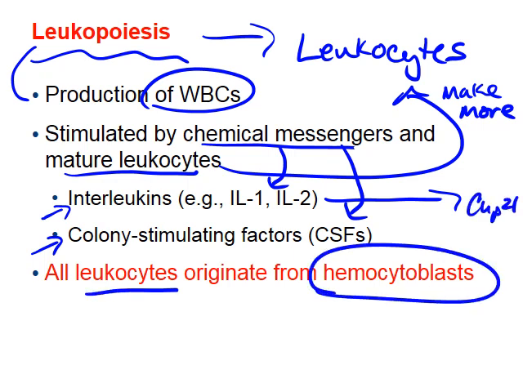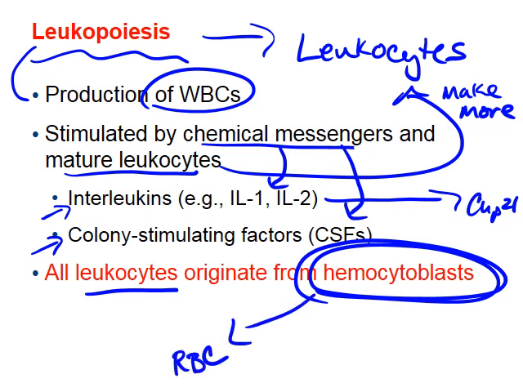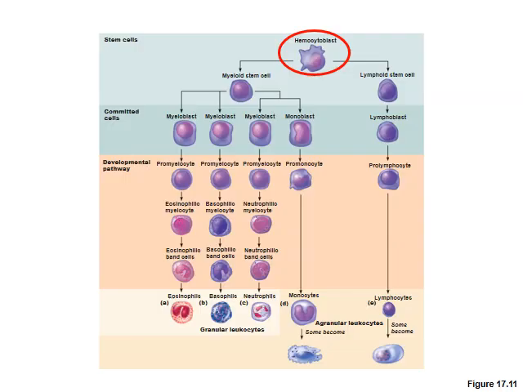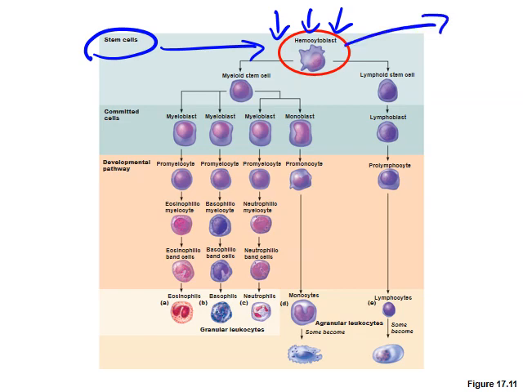All leukocytes originate from hemocytoblasts. We already saw this with red blood cells. So what can you say? Hemocytoblasts make red blood cells, and they make all white blood cells. I like this image because it does a good job of representing how all of the cells start off as hemocytoblasts. We're here at stem cells, hemocytoblasts, which can be triggered to make all leukocytes and, as we know, also red blood cells. It's showing you the first division of the hemocytoblast, which can turn into a myeloid stem cell or a lymphoid stem cell.